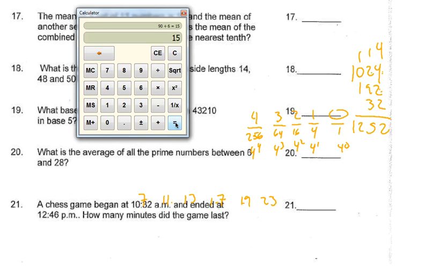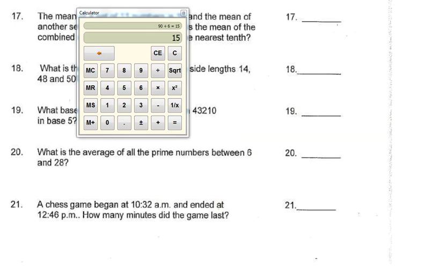And finally, a chess game began at 10:32 a.m. and ended at 12:46 p.m. How many minutes did the game last?